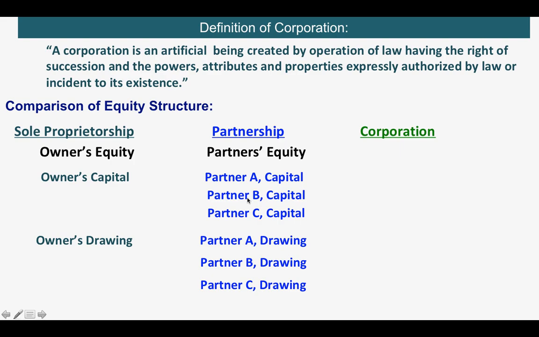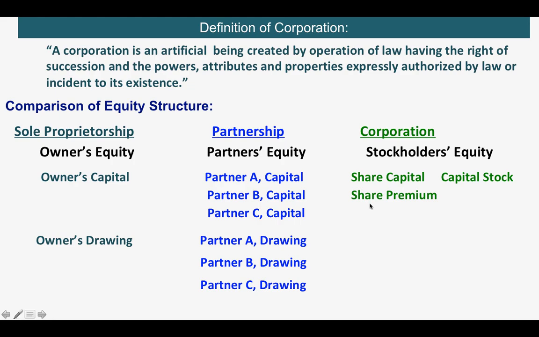And we have learned under partnership that profit or loss is closed on the drawing account of each partner. You use the partner drawing account, and then this drawing account will be closed to the respective capital accounts of the partners. Under corporation, the stockholders' equity consists of the equivalent of the capital account, which is share capital. Share capital is also called capital stock. They are synonymous. You can use share capital or capital stock. And the other account that we will be using under corporation is the share premium. We will illustrate what share premium is in succeeding slides.